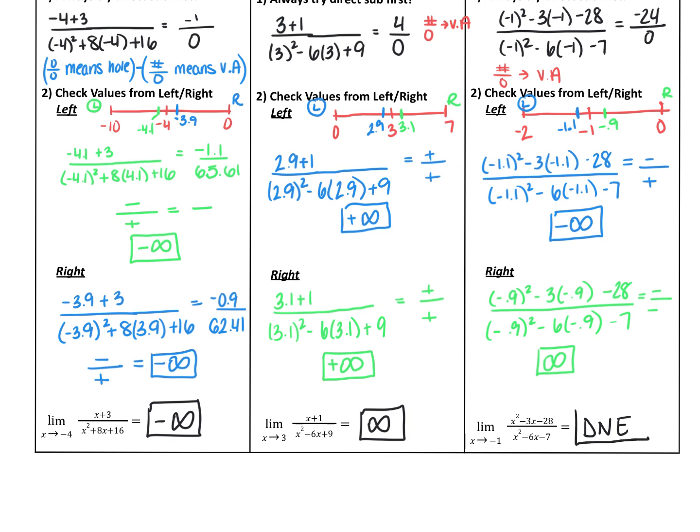So these are the 3 and only 3 scenarios that you're going to get. Your limit is either going to be negative infinity, positive infinity, or does not exist. The problem is that you have to do all of this work just to do it. You have to check your left and your right to see your limit.